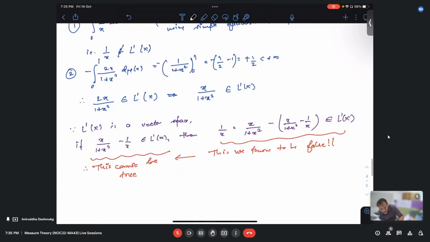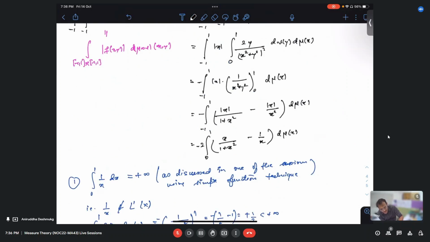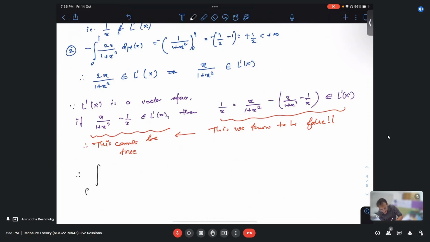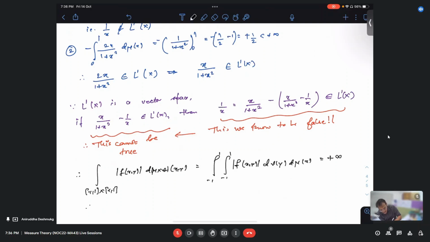Now, since this cannot be true, what does it mean? It means that this whole integral is infinite. Therefore, the integral over minus 1 to 1 cross minus 1 to 1 of mod f of xy d mu cross mu, which is the integral from minus 1 to 1, minus 1 to 1 of mod f of xy d mu x d mu y, or if we have considered the other way around, d mu y d mu x, this is plus infinity. Therefore, our f is not in L1(x cross y).